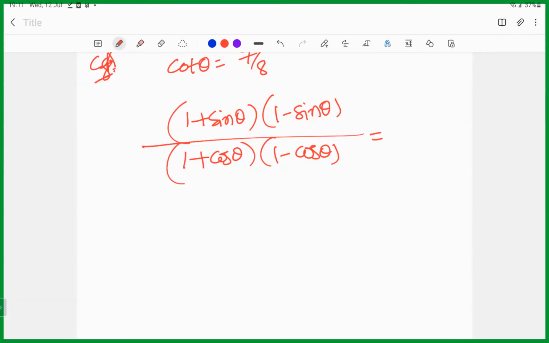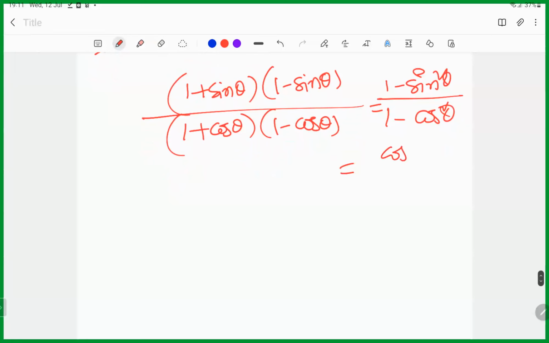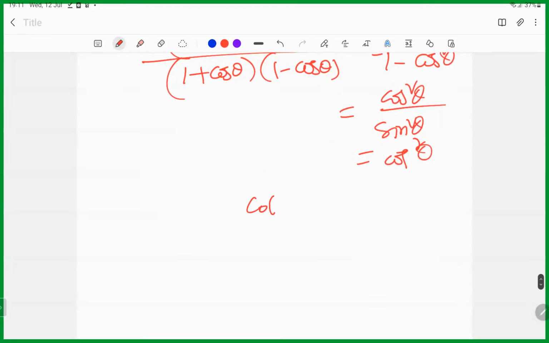What is 1 plus sin theta into 1 minus sin theta? 1 minus sin square theta. And 1 minus cos square theta. 1 minus sin square theta will be cos square theta, and 1 minus cos square theta is sin square theta, so the expression equals cot square theta. Already cot theta is given as 7 by 8. Cot square theta will be 7 by 8 whole square, equal to 49 by 64. Got it?